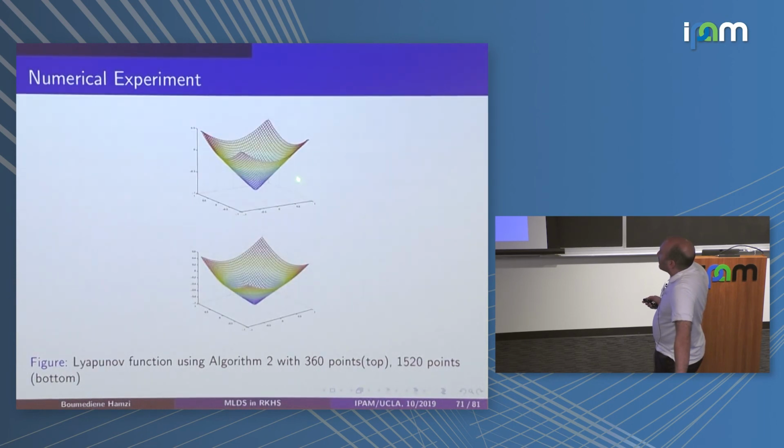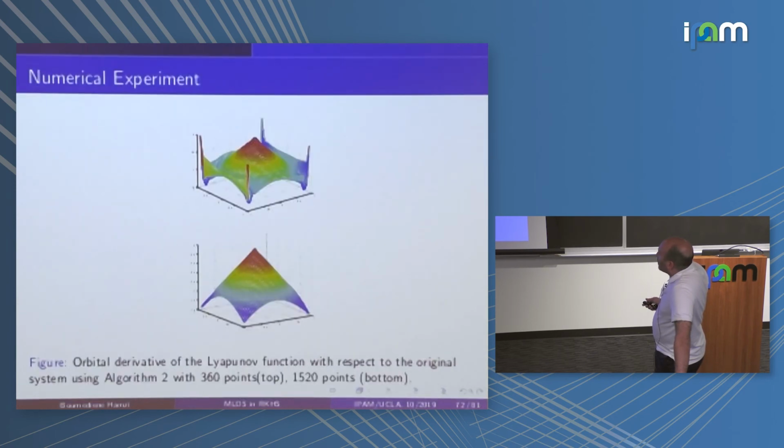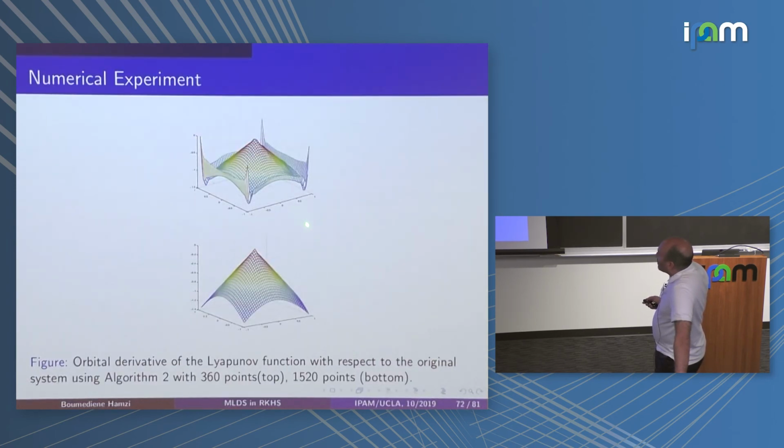Here this is the V with 360 points. This is for when we increase the number of points. The orbital derivative becomes sharper as we increase the number of points. So we effectively get a Lyapunov function.